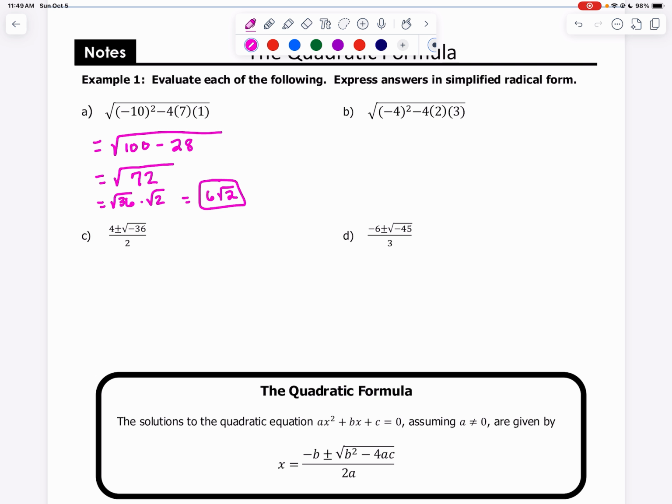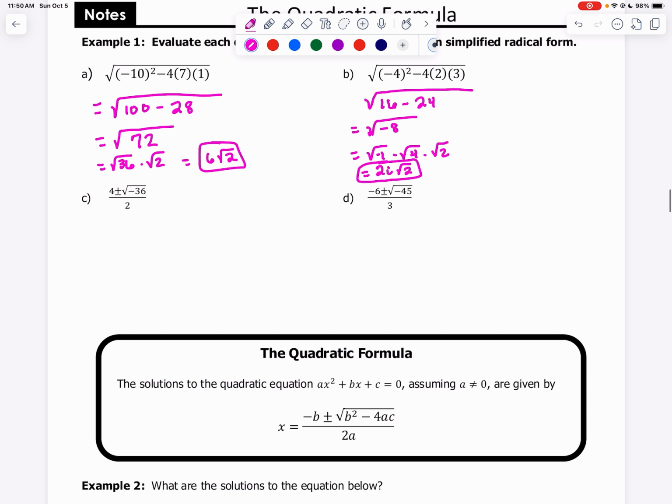All right, let's try the next one. We have the square root of negative 4 squared minus 4 times 2 times 3. So negative 4 squared is 16, minus 4 times 2 is 8, 8 times 3 is 24. If you combine your like terms, you get square root of negative 8. Now remember, we can simplify square roots that have negatives if we use the imaginary unit. So this would be the same thing as square root of negative 1 times square root 4 times square root 2. The square root of negative 1 is i, the square root of 4 is 2, so this would be 2i square root 2.